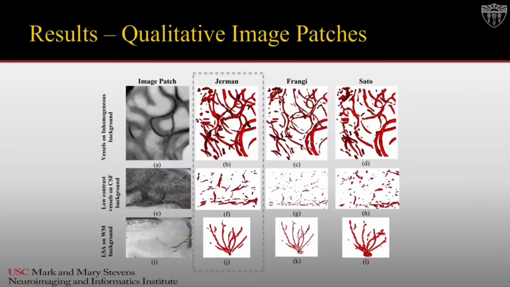In this slide, we have examples of the three Hessian-based methods on image patches from high-resolution 3D black blood MRI. The visual assessment of the three methods showed that it is feasible to perform automatic segmentation of the small vessels in regions with varying contrast. Jerman especially performed better compared to the other methods for low-contrast vessels of a small size.